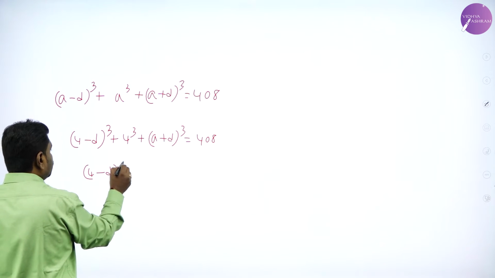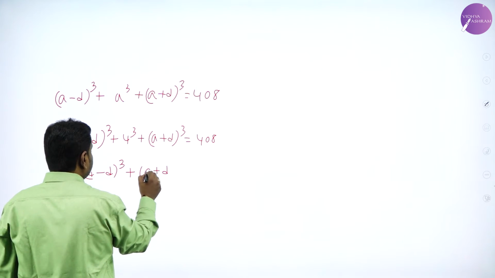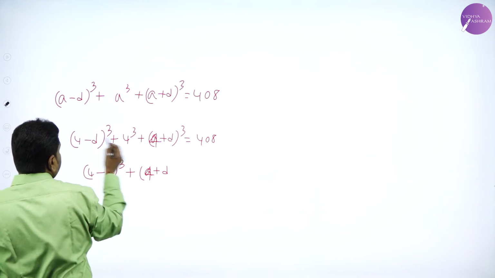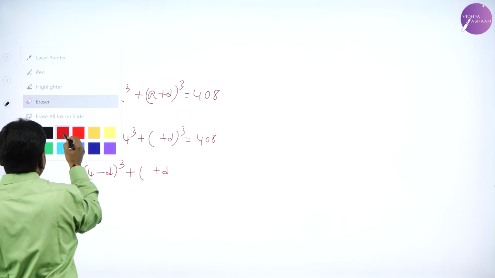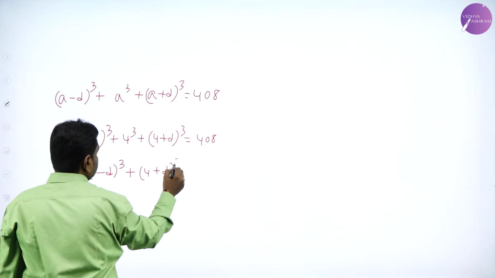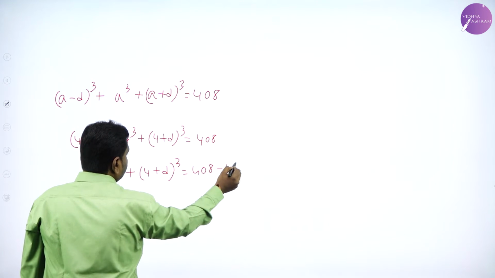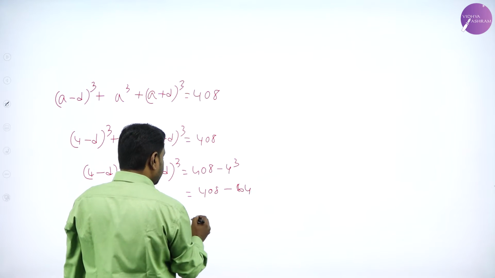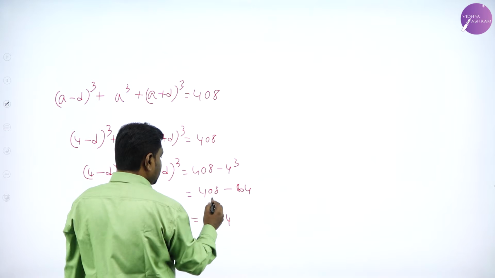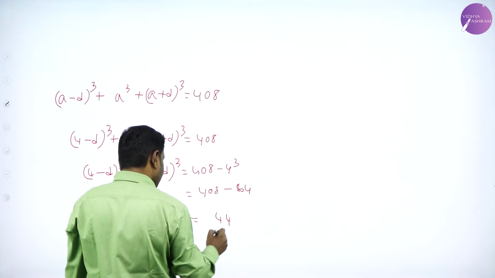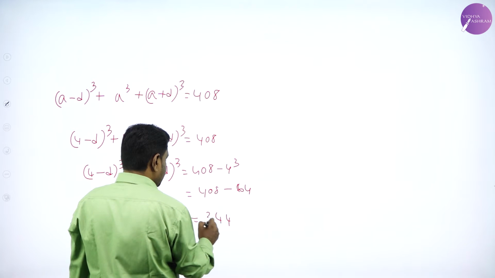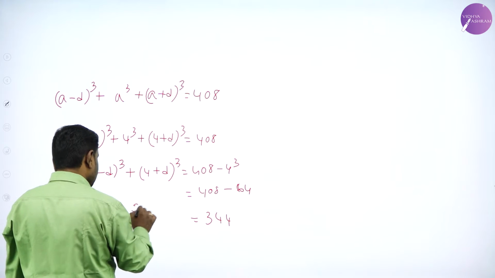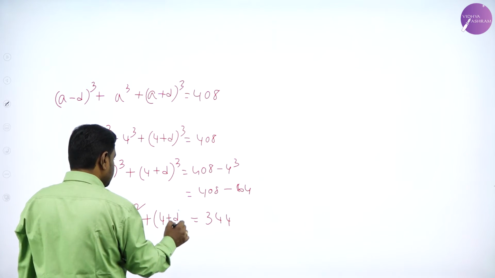So (4 minus d) the whole cube plus (4 plus d) the whole cube. Sorry, in the place of a, put 4. It is 408 minus 4 cube. 4 cube is what? 4 4s are 16, 4 16s are 64. So subtract 64 from 408, that gives you 344. (4 minus d) the whole cube plus (4 plus d) the whole cube gives you 344.